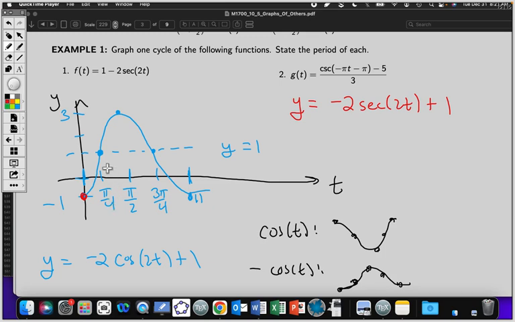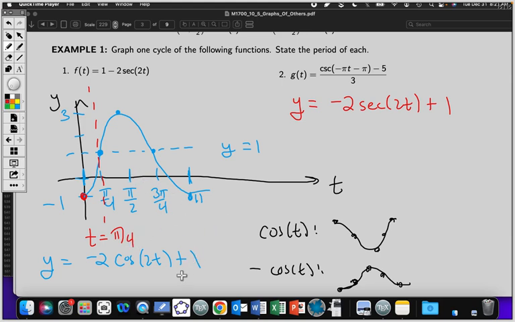So for example, when I plug in pi over 4, 2 times pi over 4 gives you pi over 2. This is where the cosine is 0. This is where the secant is going to produce a vertical asymptote. So I'll go ahead and dash in my vertical asymptote at t equals pi over 4.